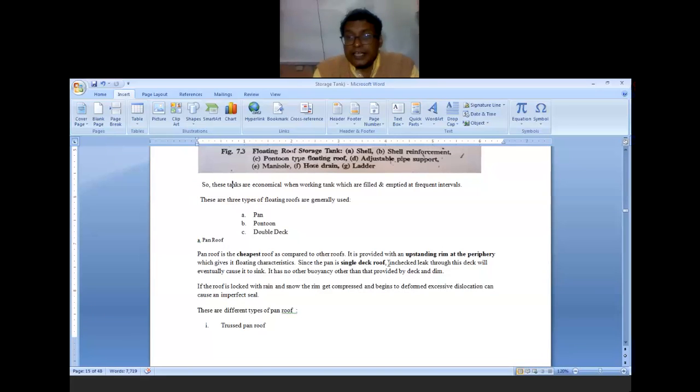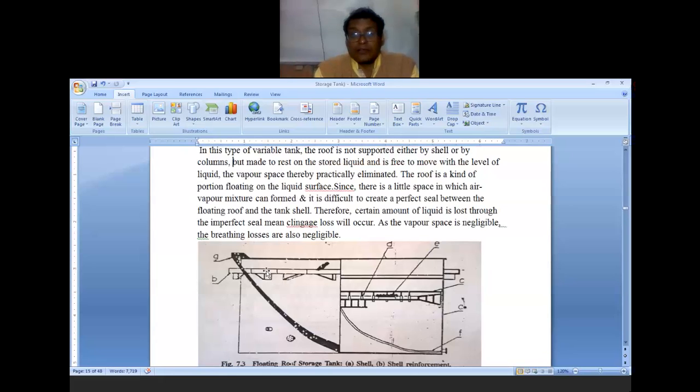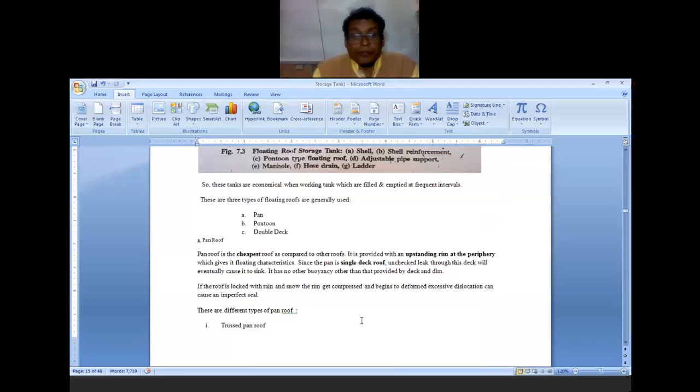Since the pan is a single deck roof, unchecked leaks through this deck will eventually cause it to sink. If certain leakages are there on this roof, because of its weight, this roof may sink. It has no other buoyancy other than that provided by the deck and the rim. If the roof is loaded with rain and snow, the rim gets compressed and begins to deform. Excessive deformation can cause an imperfect seal.